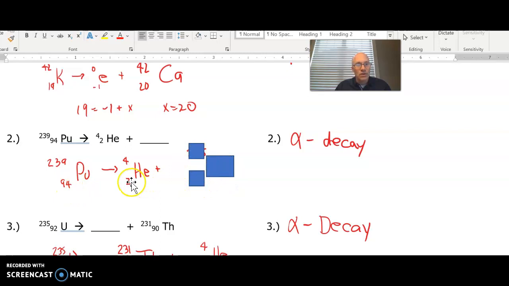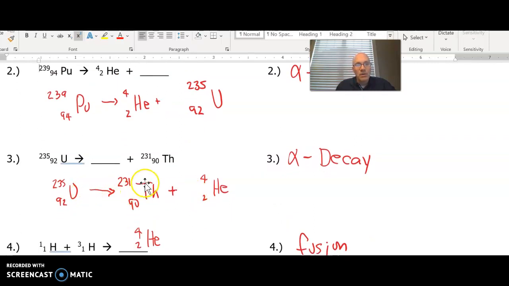So 2 plus what would give you 94? You should be able to figure out that would be 92. And at the top, 4 plus something should give you 239. That's going to be 235, and that would be uranium because the atomic number is 92.